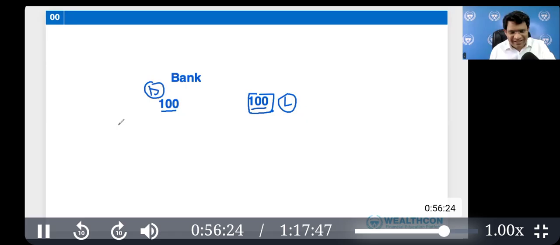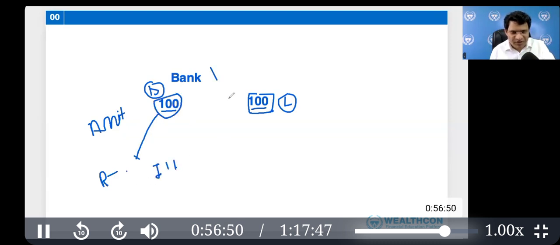Now, let's say Amit takes a loan of 100 rupees. Now this deposit is shown in the name of Amit, and he gives this money to someone else, let's say Rupesh, and his account is in ICICI Bank. This is HDFC Bank. So the deposit will move to ICICI Bank, but the loan stays with HDFC Bank.